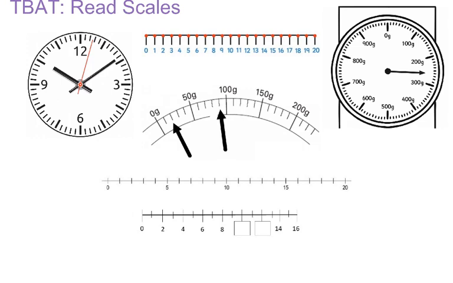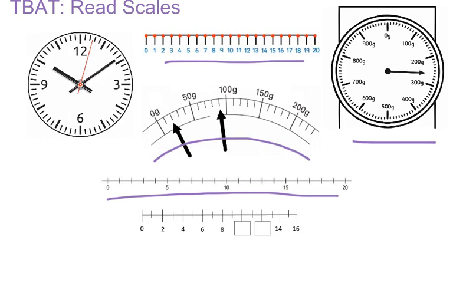Scales come in different forms. We have scales on a clock to show us minutes and hours. There's scales on a number line to help us count. We have scales when we weigh. And here also we have scales on our number lines. So we have different forms of scales, and I'm going to take you through because not all the scales read the same.